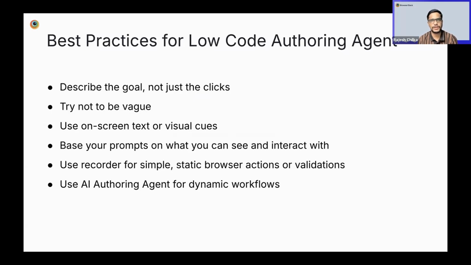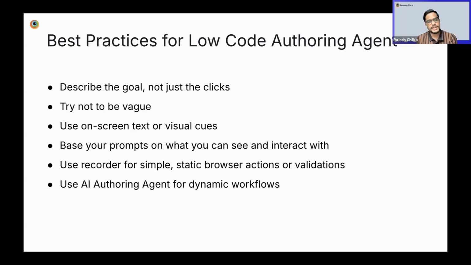So don't describe it as: click on date input field, click on 16th October, click on next month, click on 17th October, and so on. Describe the goal and not just the individual clicks. The AI agent works well if you specify a better objective and better goal. Try not to be vague. Some examples, like just validate text, right? Now it could mean anything on the screen. There are too many things present on the screen which have text components. Be very specific on what you want to validate or what you want to perform. Give that context to AI.